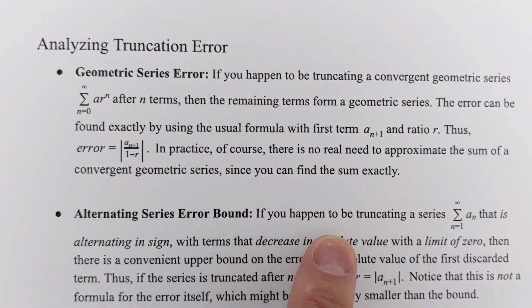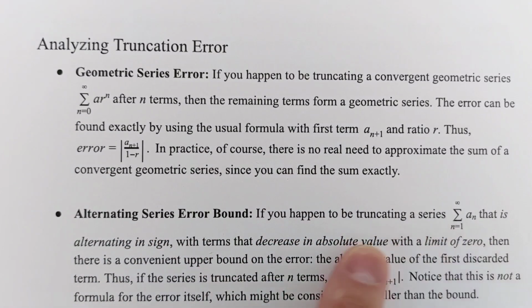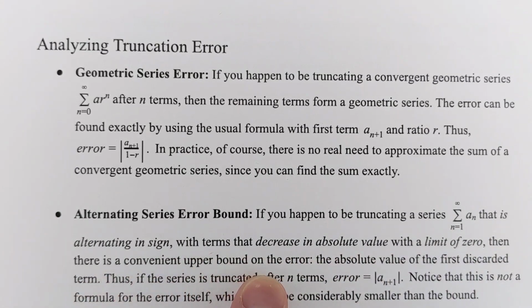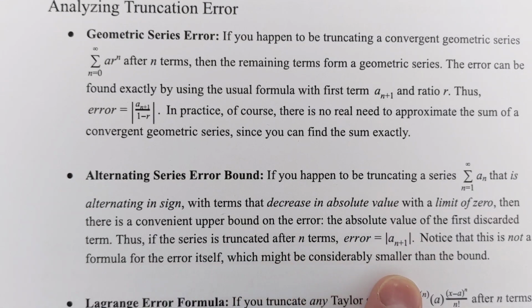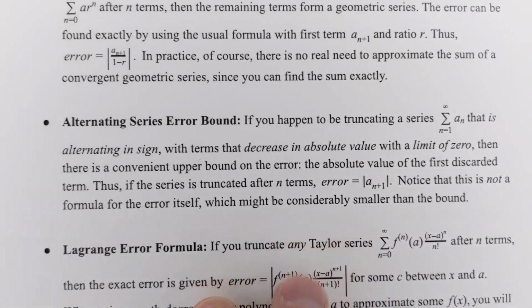Alternating series error bound: truncating a series of a_n that alternates in sign, with terms that decrease in absolute value with limit 0, there's a convenient upper bound on the error, the absolute value of the first discarded term. Thus, if the series is truncated after n terms, the error is less than or equal to the absolute value of a_(n+1). Notice this is not the error itself, which must be considerably smaller than the bound.